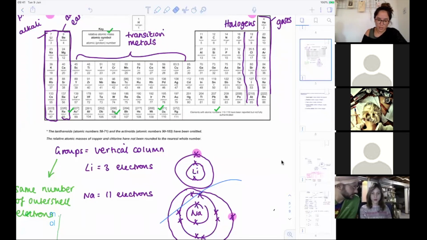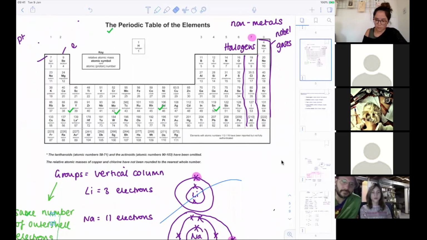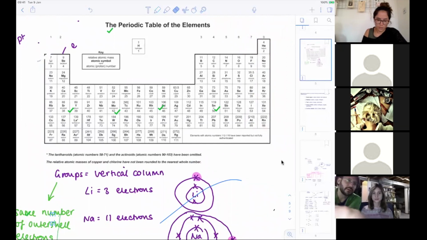So I'm just going to tidy up my periodic table a bit. This app is so good, it's Notability, and I love it.